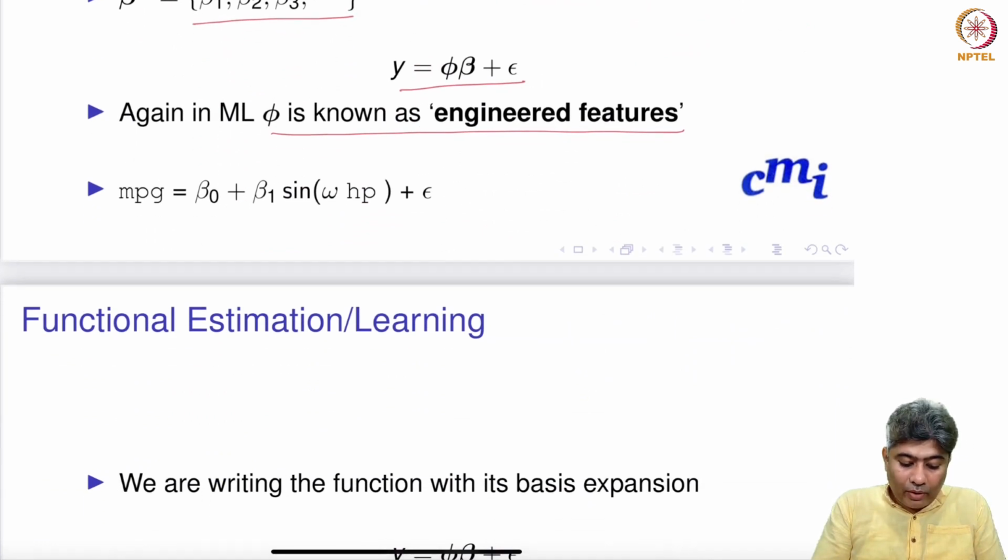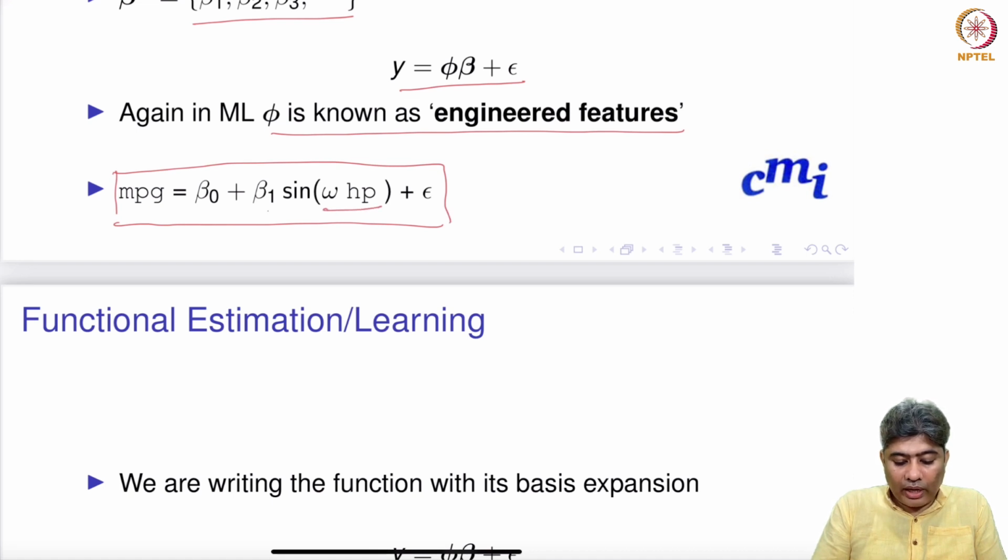Now you can define a model, no harm: MPG = beta naught + beta 1 sine omega hp + epsilon. You can always define a model like that, and you can try out whether it's a good fit or not.